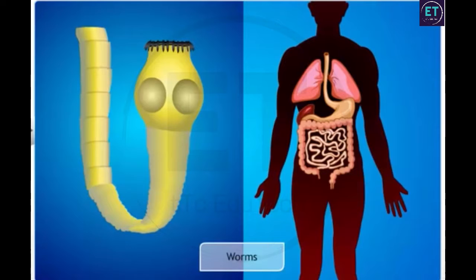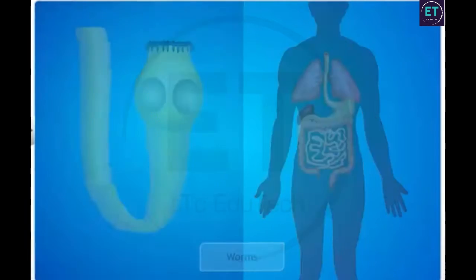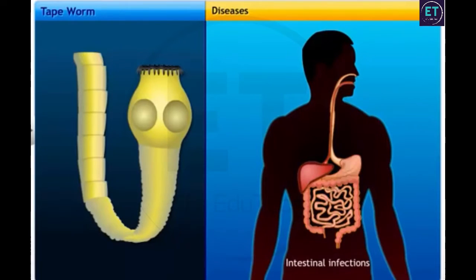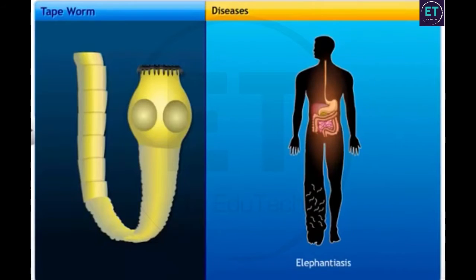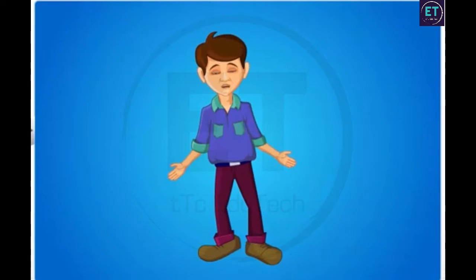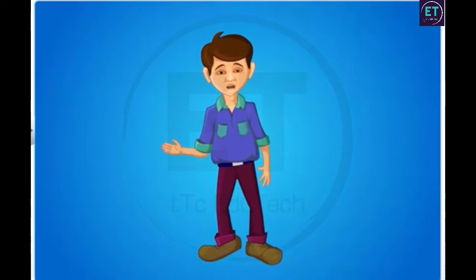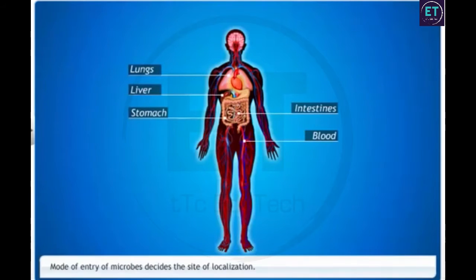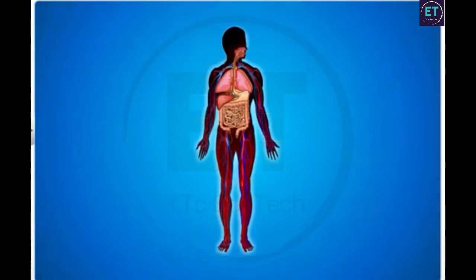Worms are macroscopic organisms that localize in the intestine of the host and cause diseases. Worms cause intestinal infections and lymphatic infections like elephantitis. Do these infectious agents attack a specific part of the body? Different infectious agents or microbes target different parts of the body.